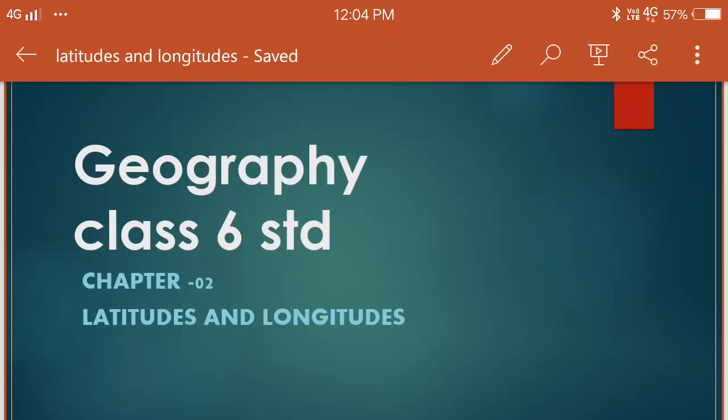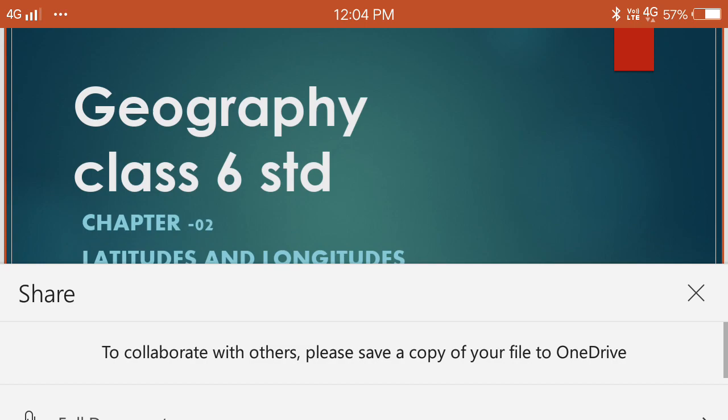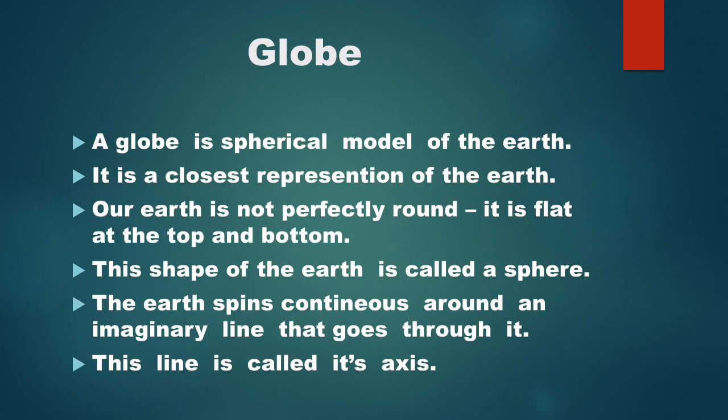Hello children, let us start the next chapter of the 6th standard social studies, latitudes and longitudes. In this chapter we will study about the globe, latitudes, important latitudes, climatic zones, longitudes and the international date line. First let us start with the globe.